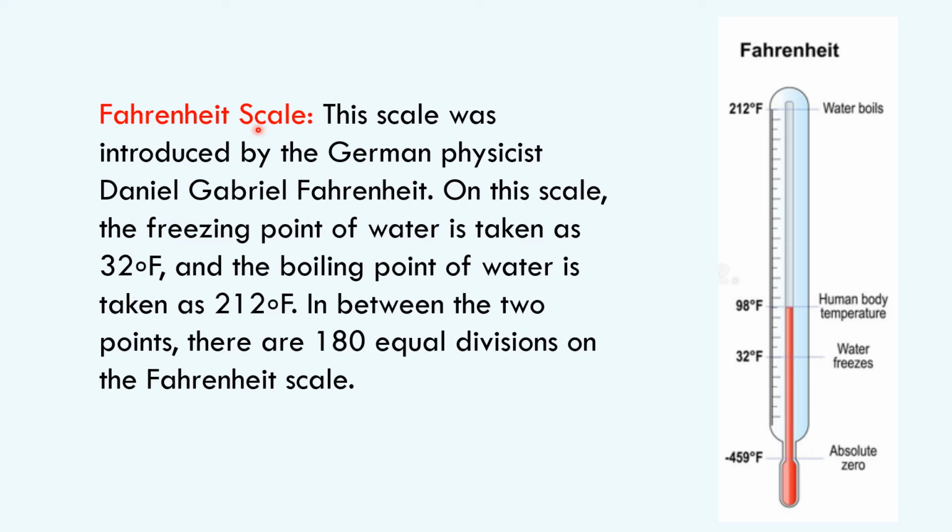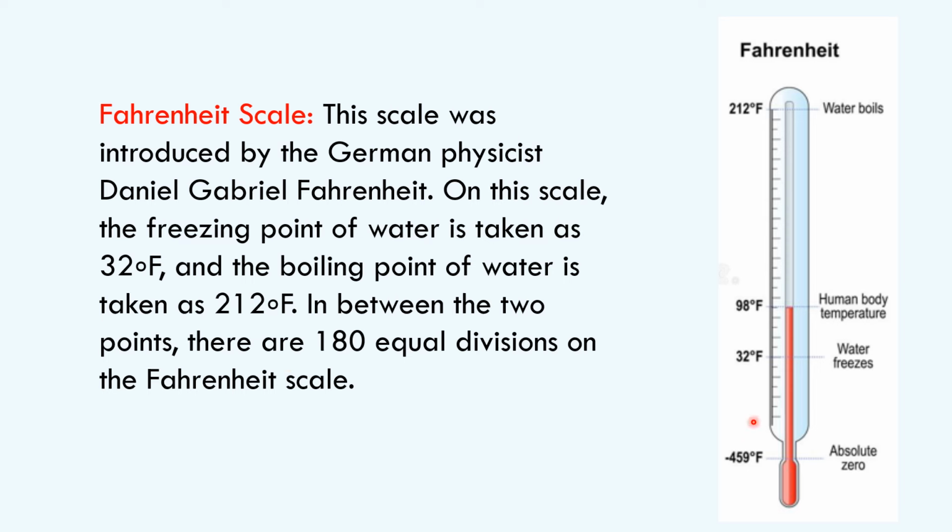Next, the Fahrenheit scale. This scale was introduced by the German physicist Daniel Gabriel Fahrenheit. On this scale, the freezing point of water is taken as 32 degrees Fahrenheit, and the boiling point of water is taken as 212 degrees Fahrenheit. In between the two points, there are 180 equal divisions on the Fahrenheit scale.